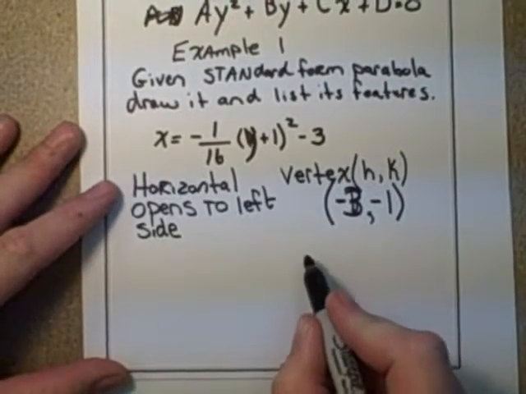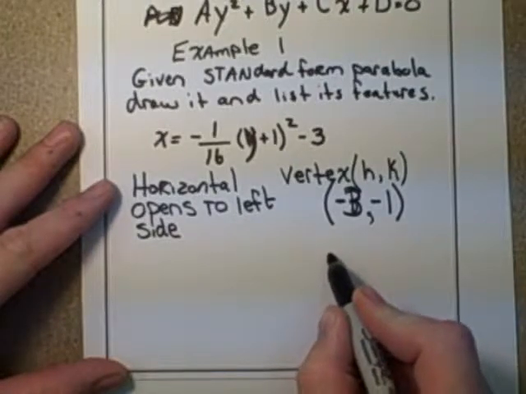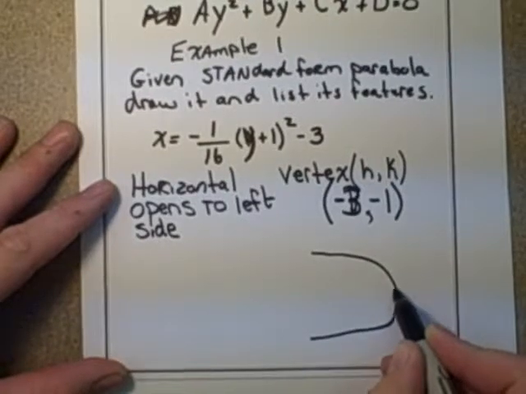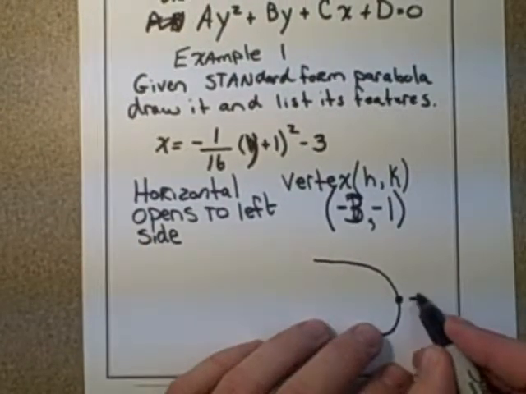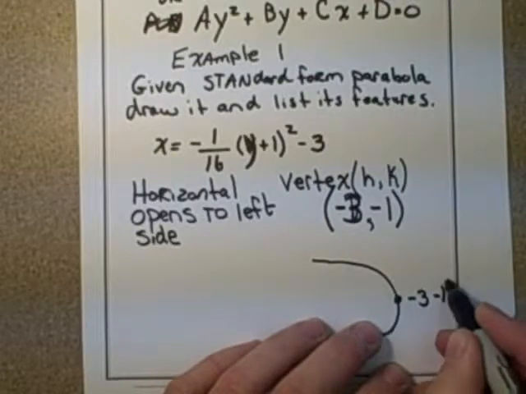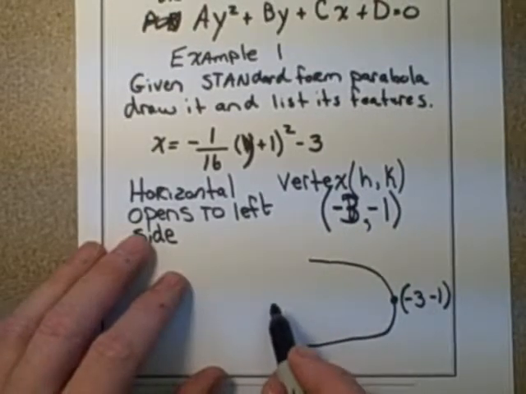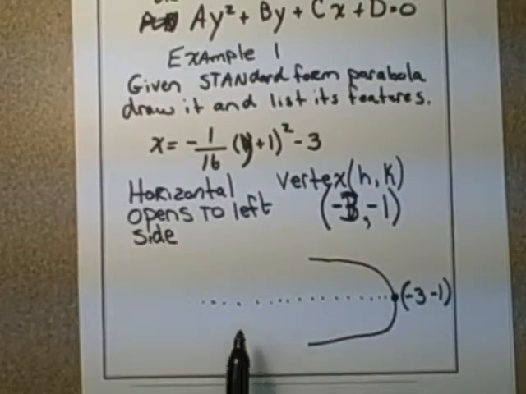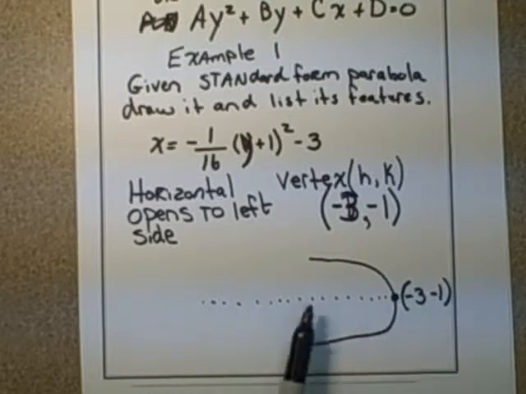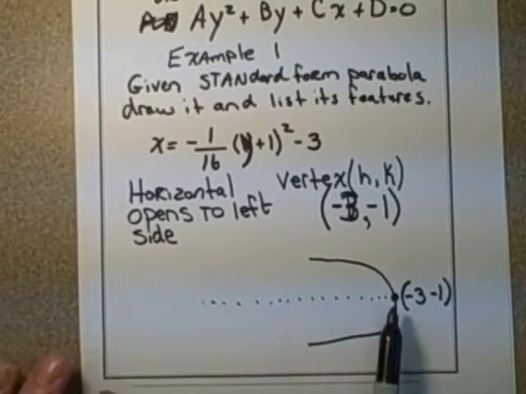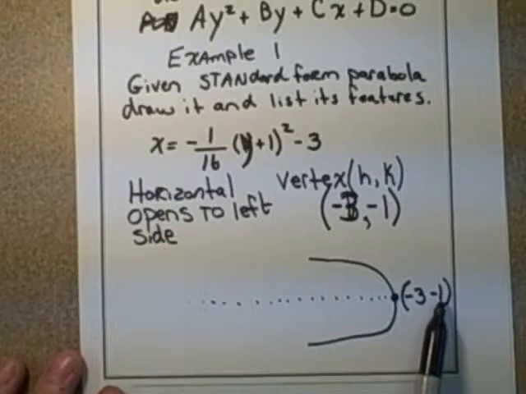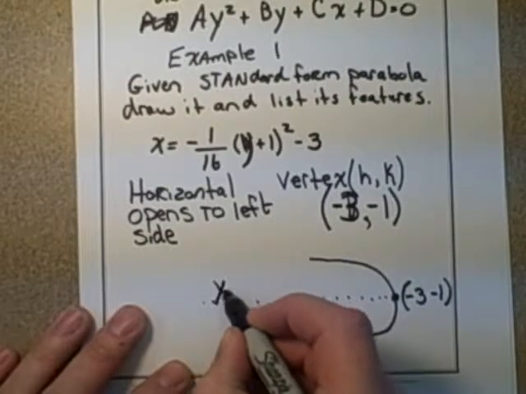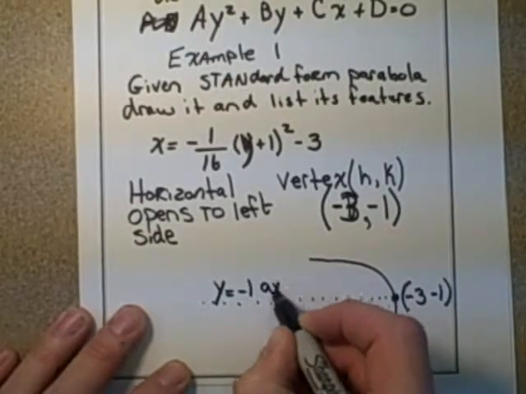So here we have a parabola opening to the left. There's my vertex, (-3, -1). My axis of symmetry is going to be here. It's going to be a y line, because it's y equaling something. So we always know that the axis of symmetry is going to be that y point. In this case, it's -1. So y equals -1 is the axis of symmetry.